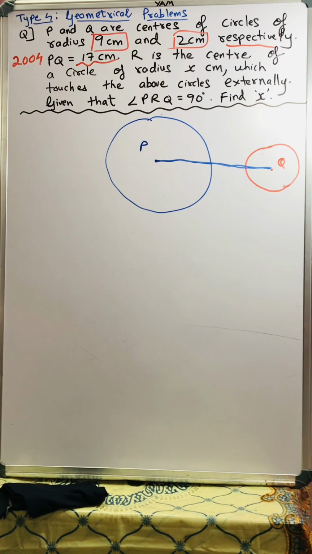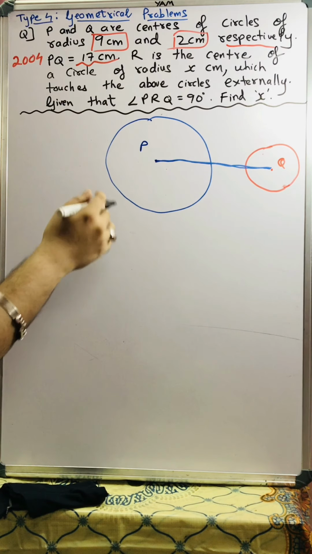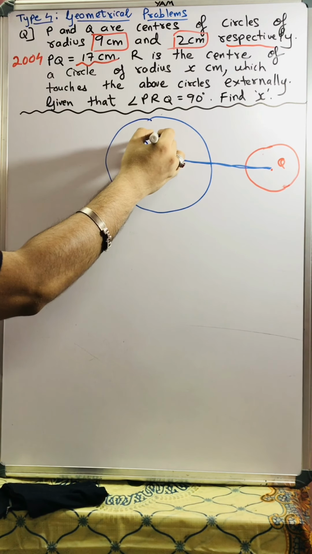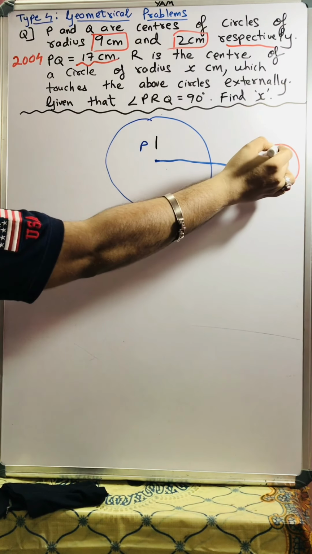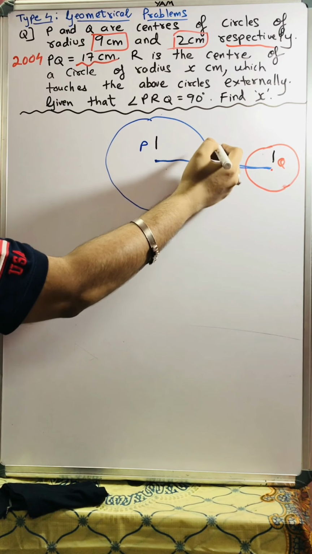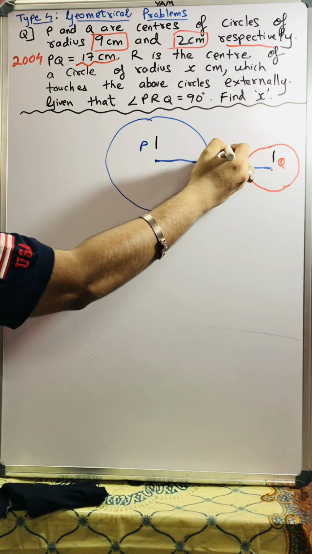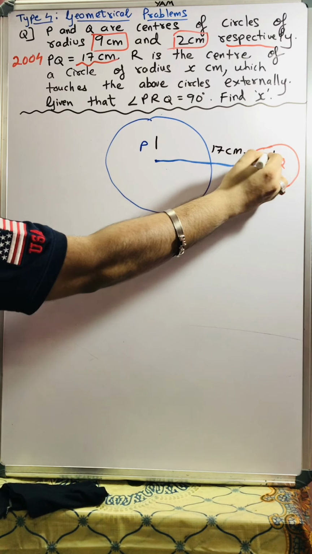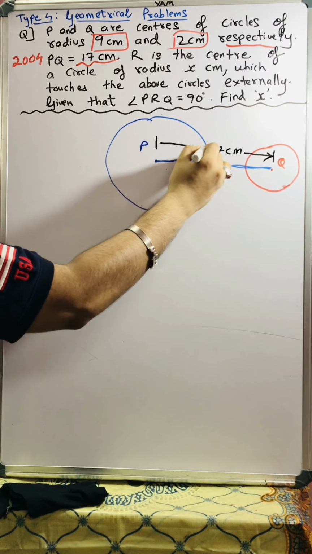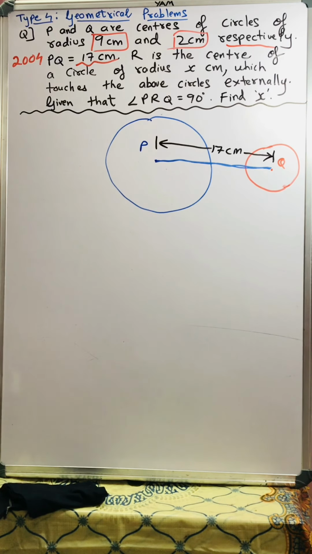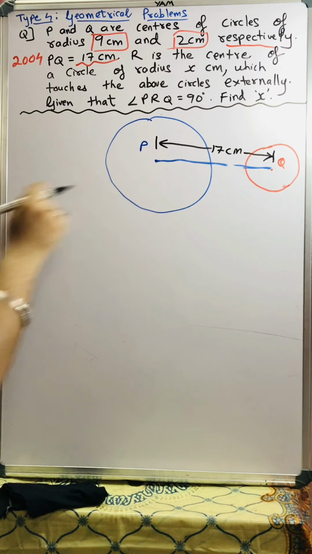So let me write the dimension. PQ is 17 centimeter. See how to write the dimension. Always we can write the dimension like this: draw a line over here, draw a line over here, and write 17 centimeter, with an arrow like this and an arrow like this. So this is 17 centimeter.